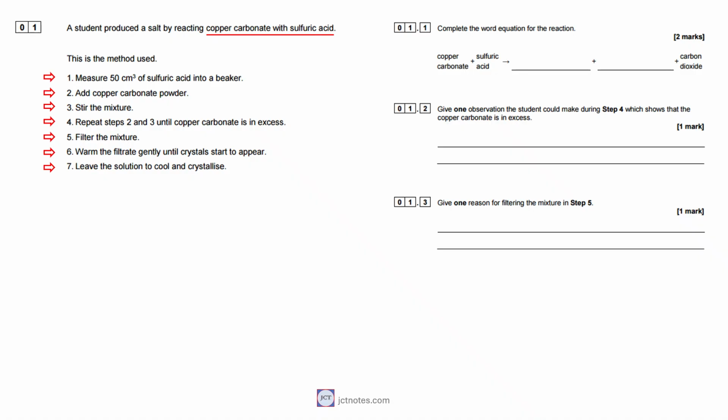For question 1.1, we are asked to complete the word equation in which copper carbonate reacts with sulfuric acid to produce carbon dioxide and 2 other products. We know that when a carbonate reacts with an acid, the products are always a salt, water, and carbon dioxide. Since carbon dioxide is already given, one of the remaining products must be water. To identify the salt, we look at the acid involved. Sulfuric acid produces sulfate salts. The positive ion in copper carbonate is copper, so the salt formed contains copper ions and sulfate ions. Therefore, the other product is copper sulfate.